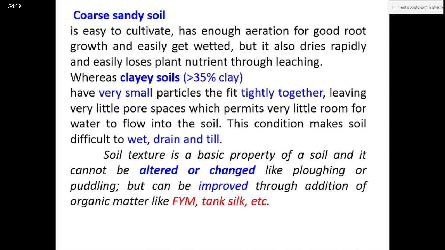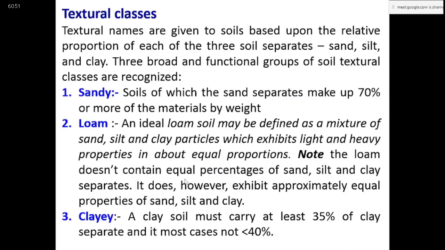Soil texture is a basic property of the soil and it cannot be altered or changed by plowing or puddling, but it can be improved through the addition of organic matter like FYM, tank silt, and silk. So soil texture we cannot alter or change, but we can improve it by the addition of these different amendments.